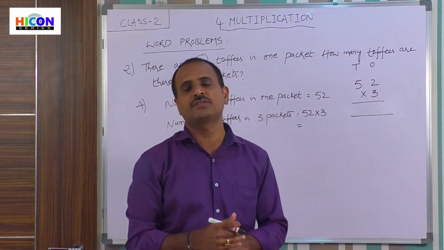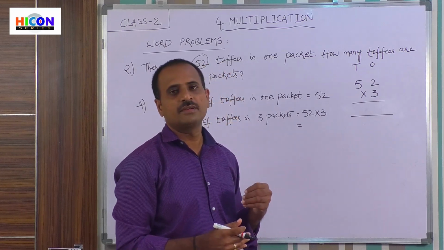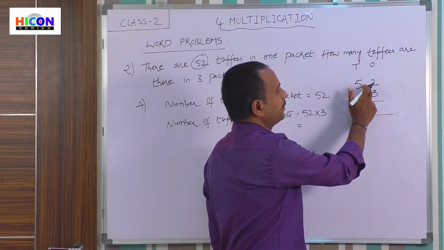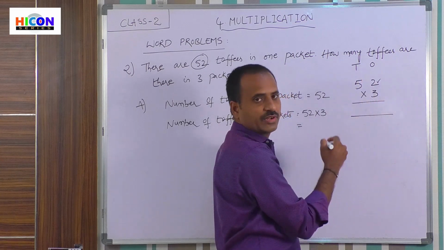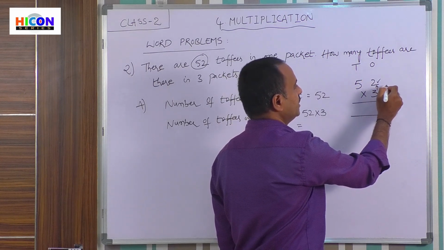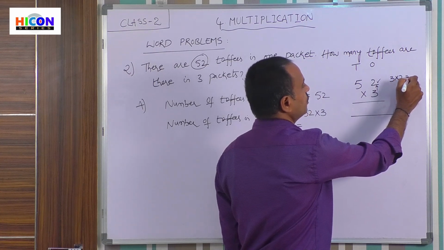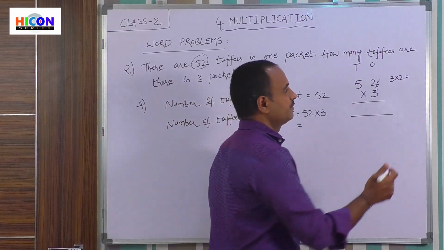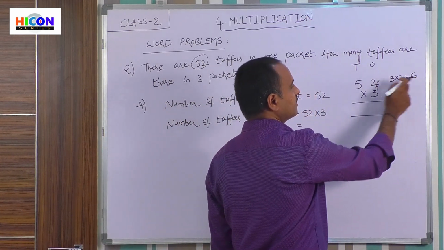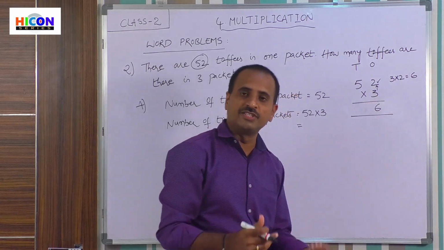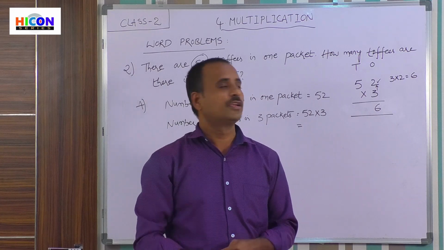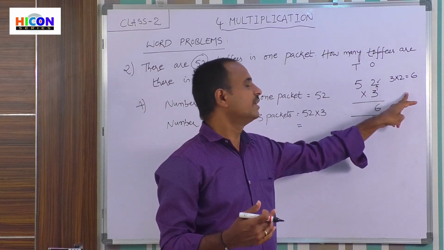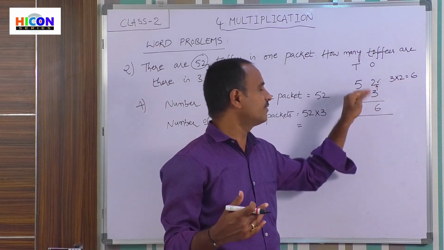Now let us start the multiplication. Start multiplication from 1's place. Multiply the digit present in 1's place with 3. What is the digit present in 1's place? 2 is present in 1's place. So multiply 2 with 3, that is 3 into 2. Children, how much will you get? 3 twos are 6. So write 6 under 1's place. Here 6 is a 1-digit number and there is no need to carry. If the product is a 2-digit number, then we have to carry. But here 6 is a 1-digit number, so just write the 6 under 1's place.